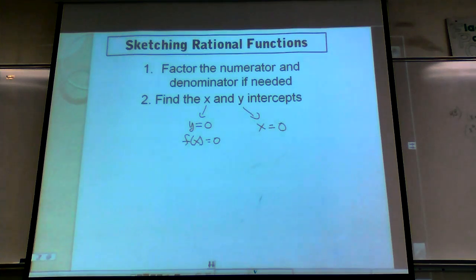Remember, guys, sketching doesn't mean you're drawing something that's 100% accurate. It's not going to happen. You're not a computer or anything. But for sketching, I am going to be looking for asymptotes, intercepts, that kind of thing.